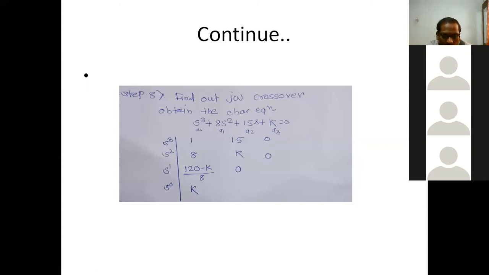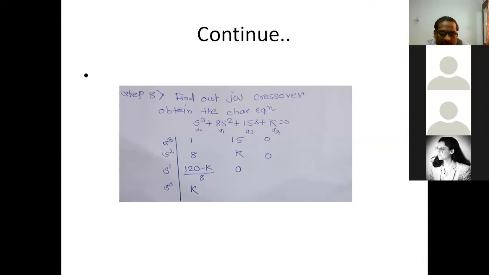But if you put k equal to 0, in that case the constant term of this polynomial will become 0. In that case, this polynomial will violate the necessary condition. What does that necessary condition say? Coefficients of all s power terms must be there, so that you can say all poles will lie in the left half of the S plane. That's why you cannot make k equal to 0.